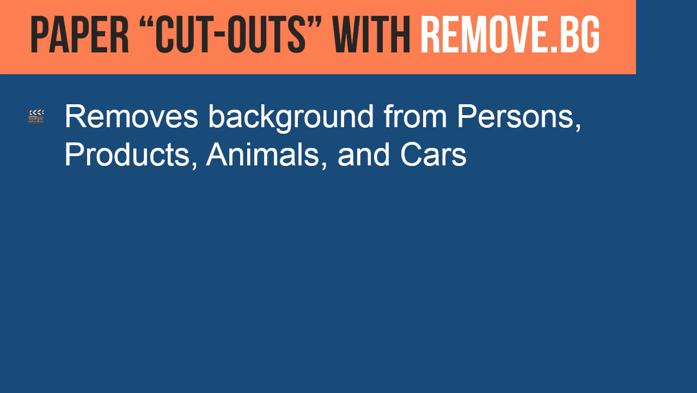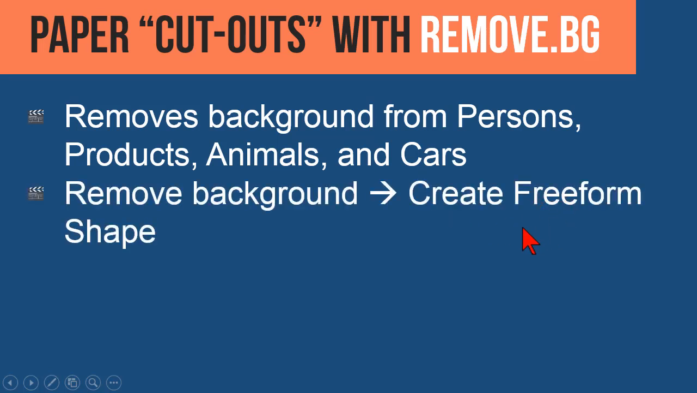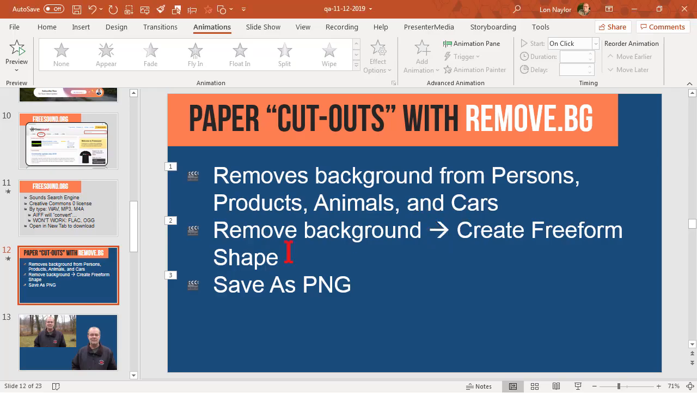But now you can also, in addition to removing the backgrounds from persons and products, do animals, not just cats and dogs, but pretty much anything that it can define as an animal, and also cars. So they just keep improving this thing. What we're going to do is remove a background, which is where Remove.bg comes in, and then I'm going to show you how to do this fun little trick.